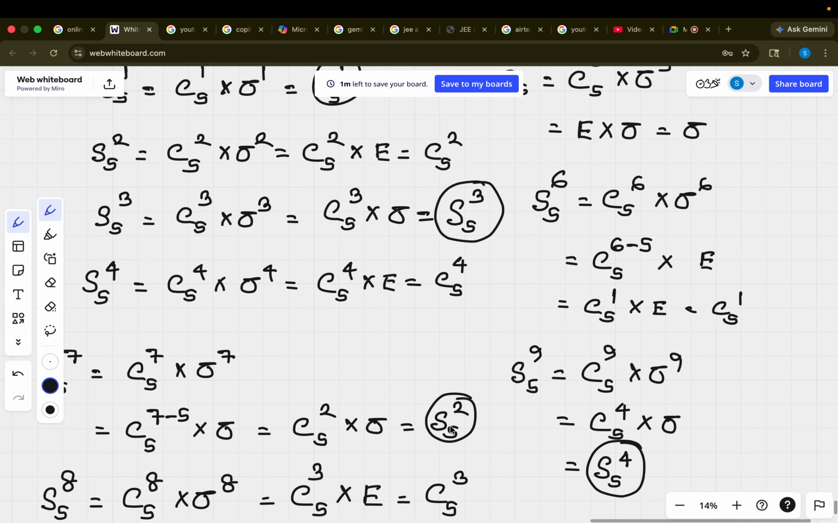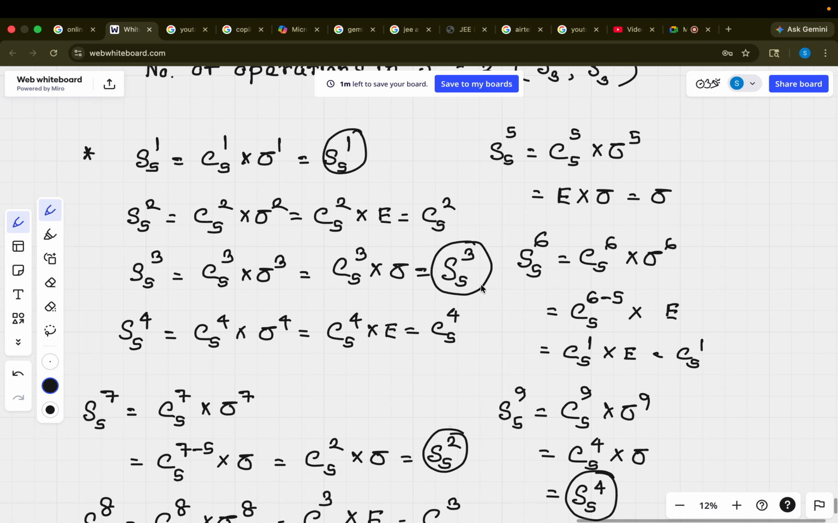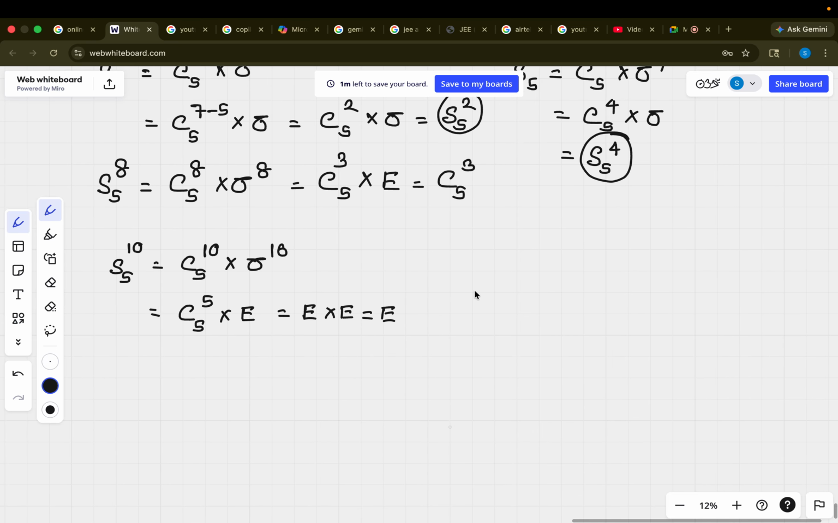So what are the things you have? What are the operations you have? S5 1, S5 2, S5 3, and S5 4. These are the operations we are getting, right? So write down that the number of operations in S5 is equal to 4. Number of operations in S5 is equal to 4.